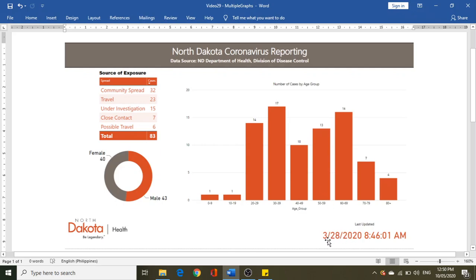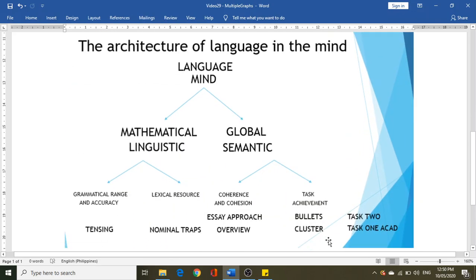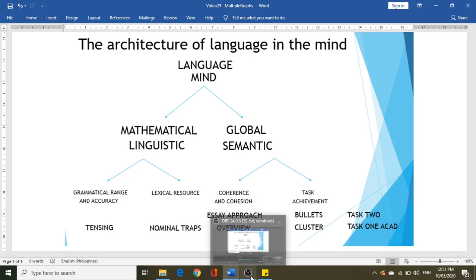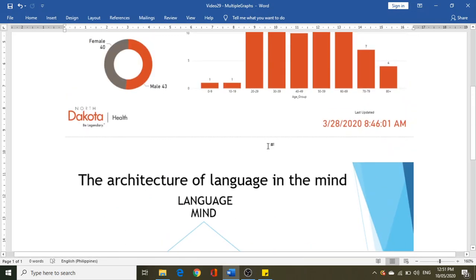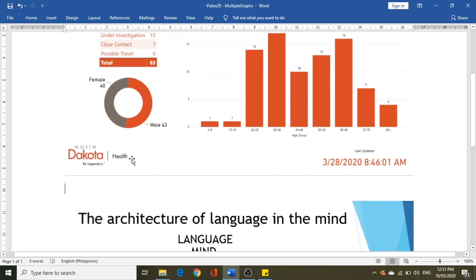That being the case, if we recall the four attributes of tensing, nominal traps, finding the overview, and the right cluster, then we can surmise from the data that all the tenses that we'll be using will be in the past tense. So let's type that over here. Tensing will be in past tenses.